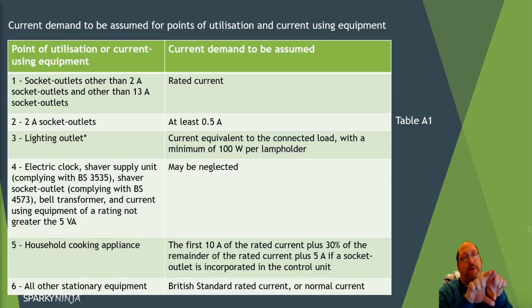And if you have a control panel with a socket outlet, you may use a kettle in there or a toaster or something. Just add 5 amp onto it. Why not? Any other stationary equipment, we just take the standard current or normal current for that.